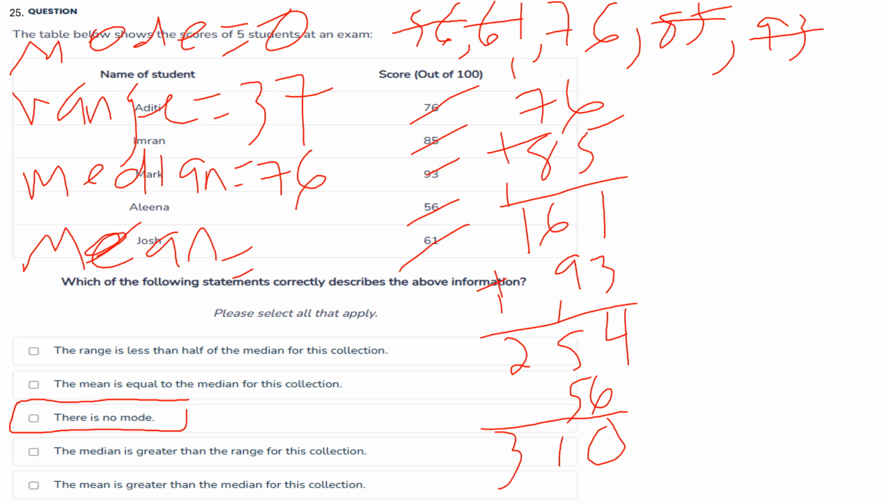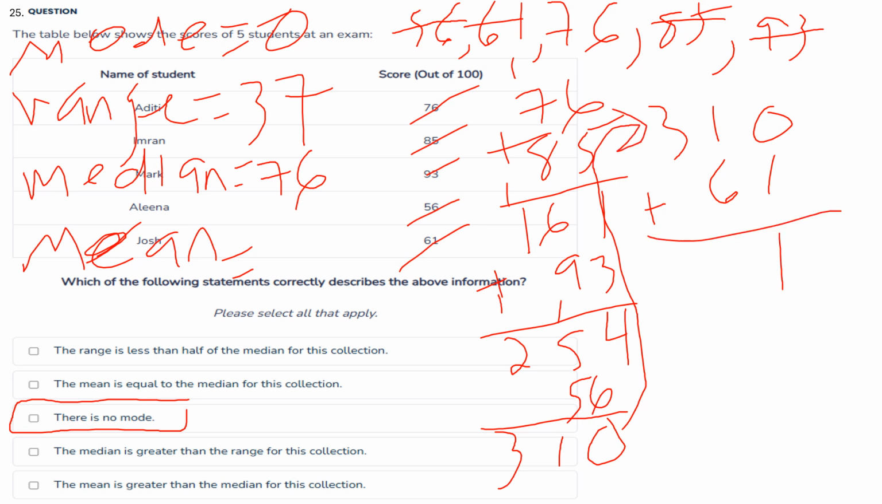All right, I'm going to bring the 310 over here. Plus, and then the last number is 61. So let me draw the arrow so I know where that 310 came from. All right, 0 plus 1 is 1. 1 plus 6 is 7. 3 plus 0 is 3, so 371. So we have all those numbers. When we add all 5 numbers up, we get 371.